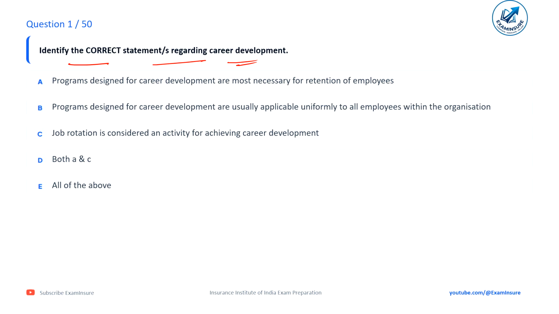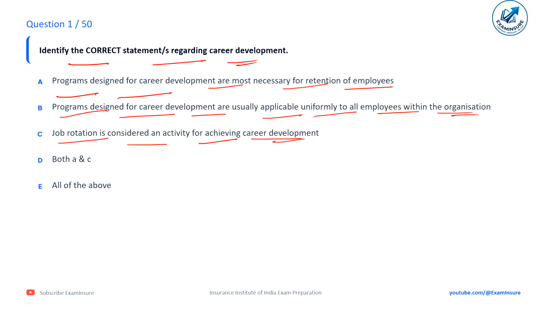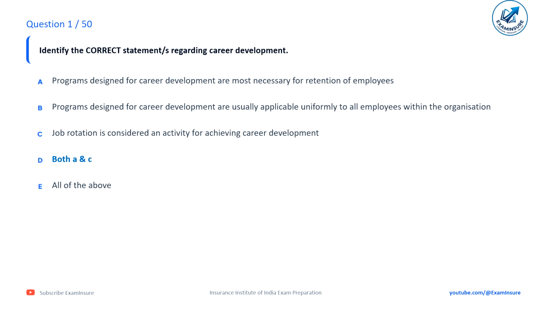Programs designed for career development are most necessary for retention of employees. Programs designed for career development are usually applicable uniformly to all employees within the organization. Job rotation is considered an activity for achieving career development. Both A and C, and all of the above. So here the correct answer is both A and C, which means programs designed for career development are most necessary for the retention of employees, and also job rotation is considered an activity for achieving career development.